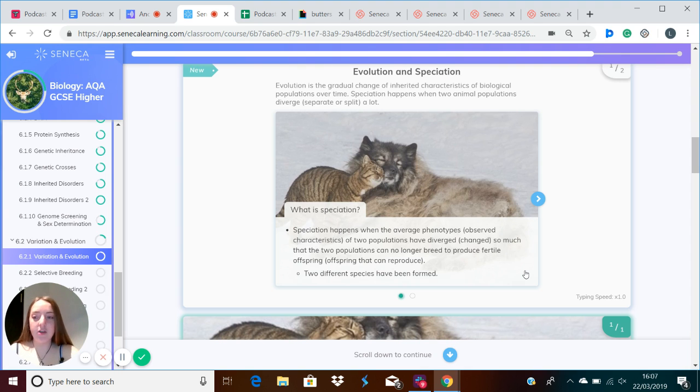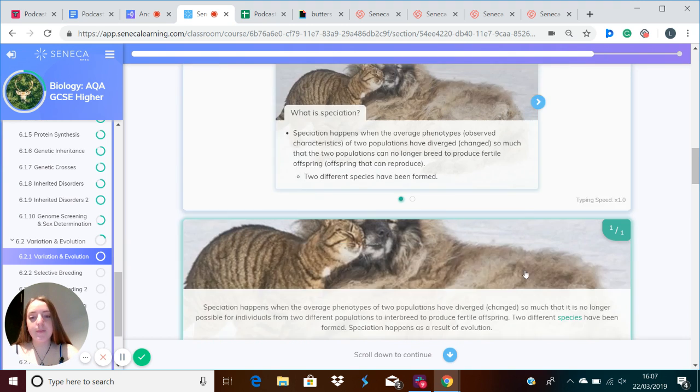So one example of this could be lions and tigers. They can actually breed together to produce offspring, to produce what we'd call a liger, but this offspring is not fertile, so they are two species.